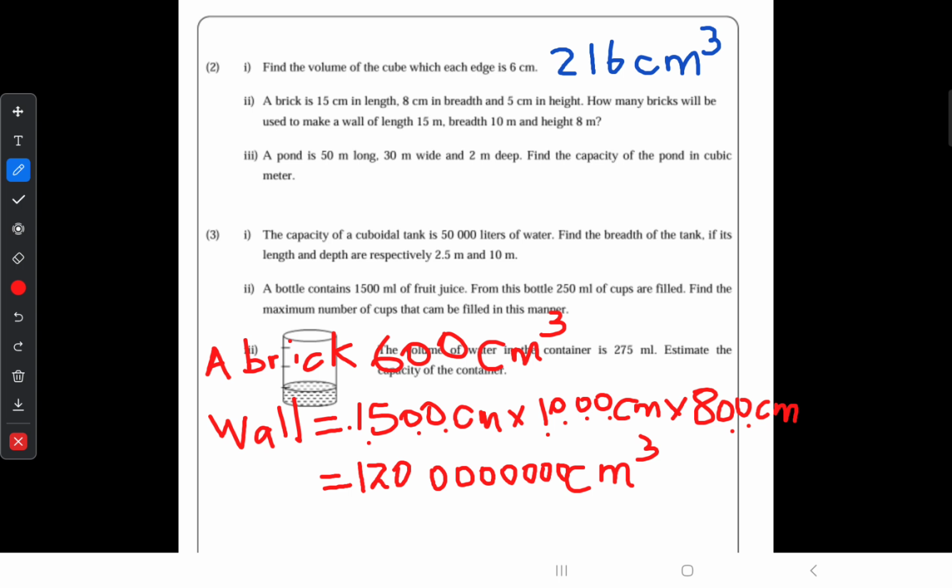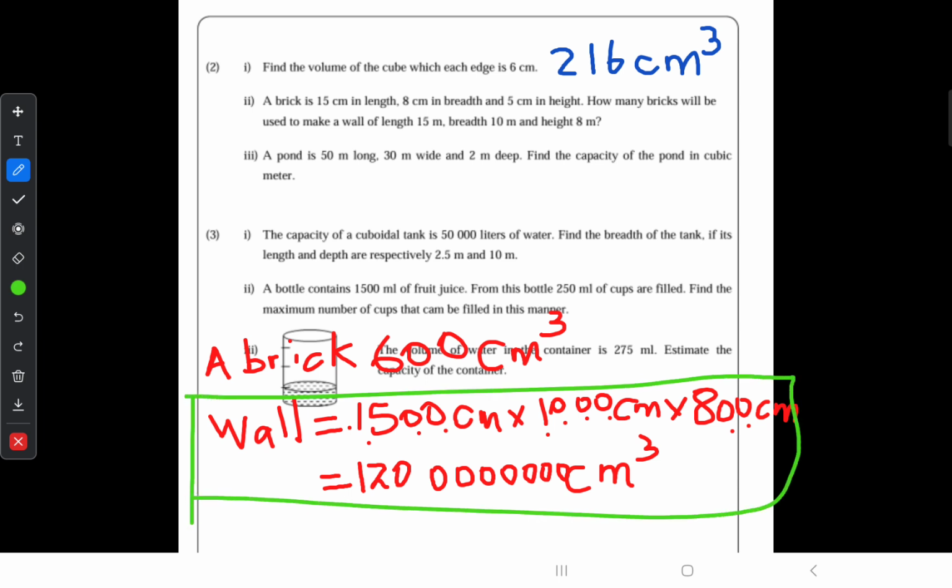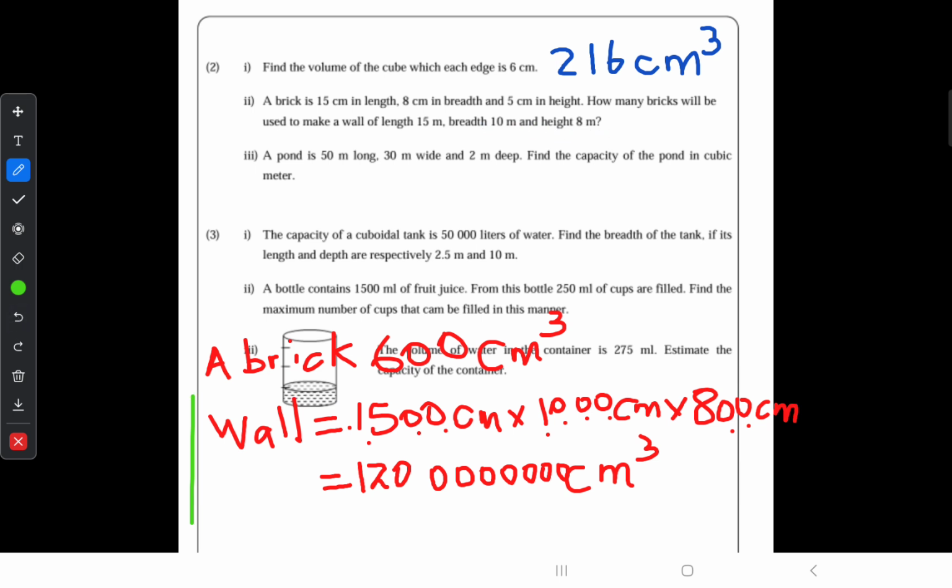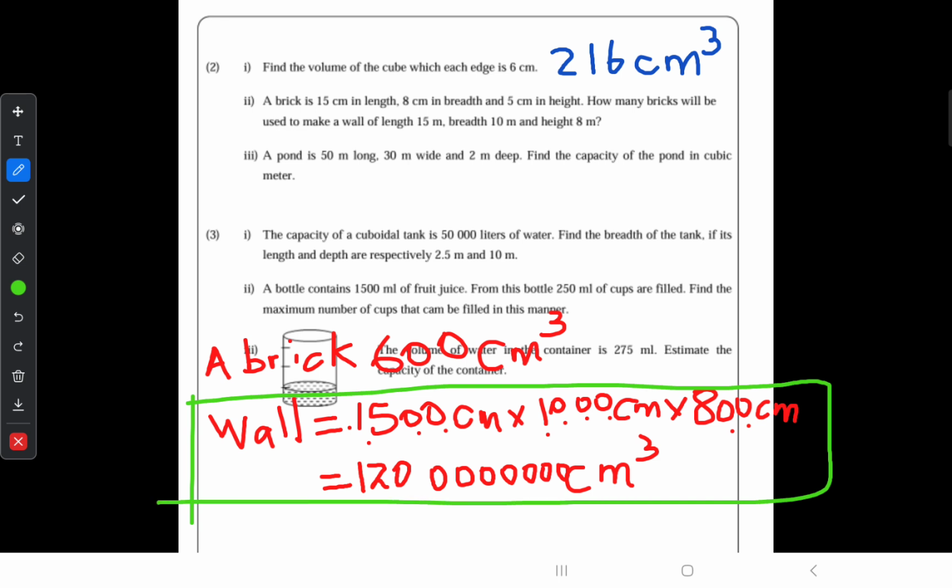We know the volume of a brick. Here we have to find how many bricks will be used to make the wall. For that, we have to divide the total volume of this wall by the volume of a brick. We know the total volume of that wall. That is a big measurement because the measurements are given in meters. When we need to compare, we have to convert them to centimeters. That's why I converted the measurements to centimeters and found this answer.